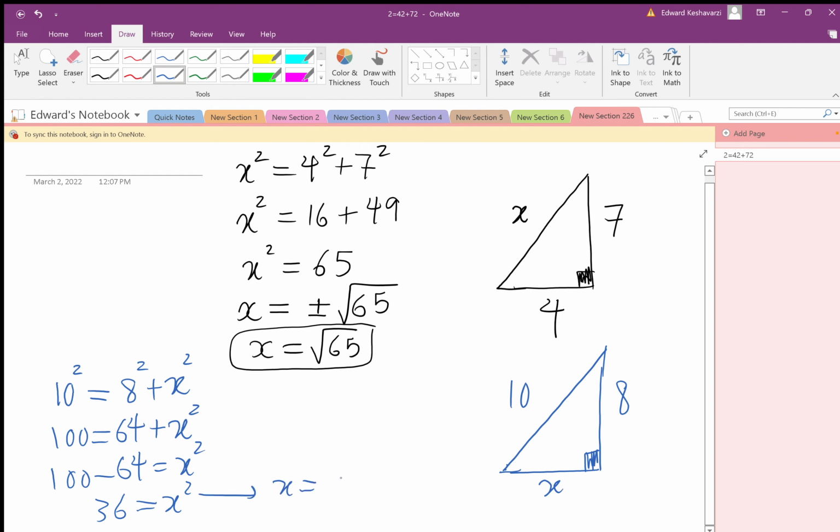Therefore x equals positive and negative square root of 36, or positive and negative 6. Since x can't be negative, x equals 6. So it means we found the length of the missing leg.